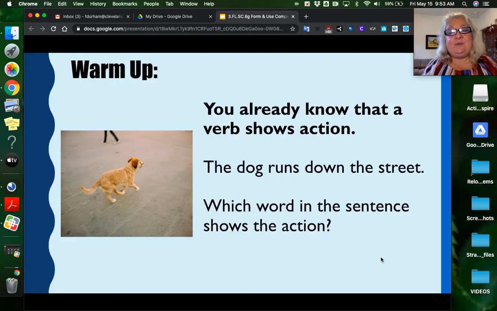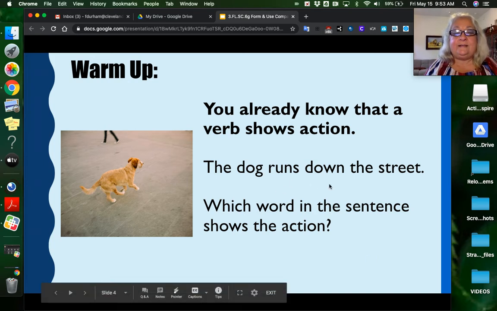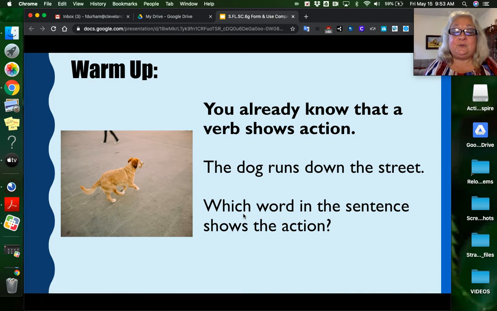You already know that a verb shows action. The dog runs down the street. Which word in the sentence shows the action? That's right. Runs tells us what the dog is doing. That's the action.